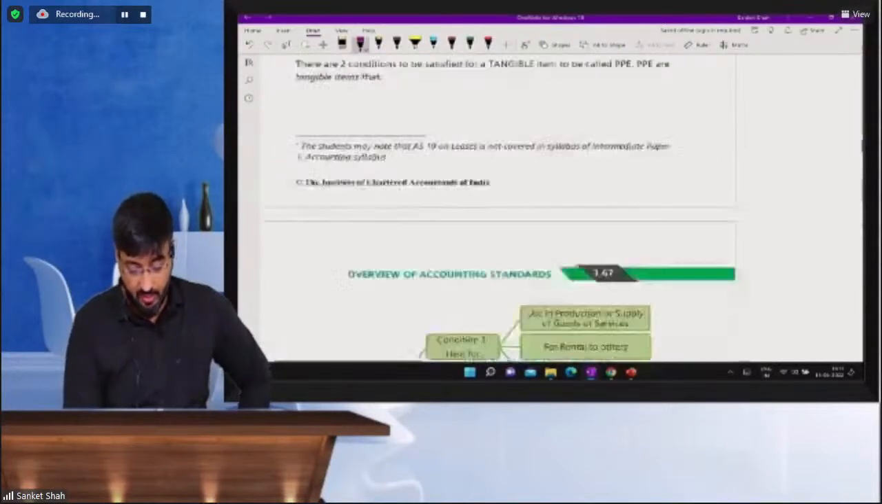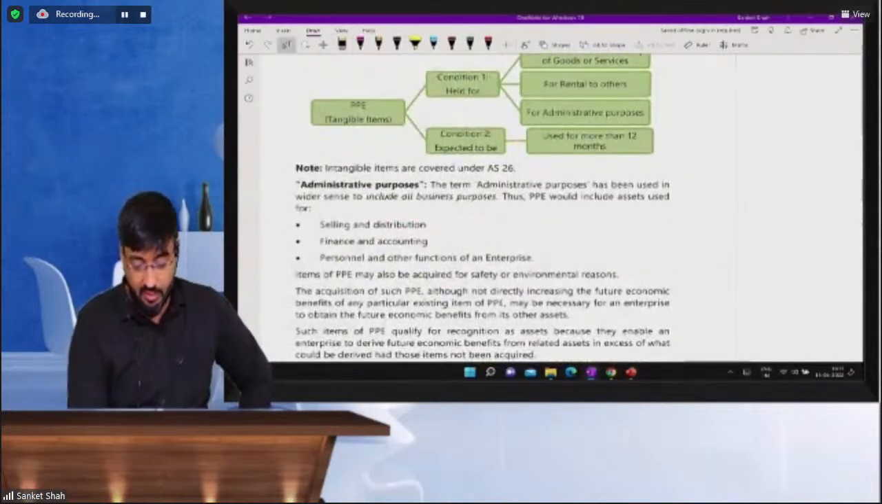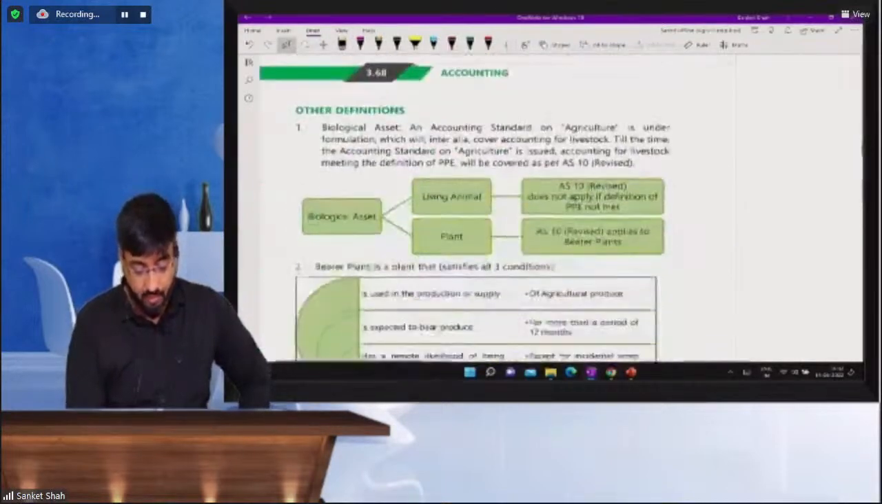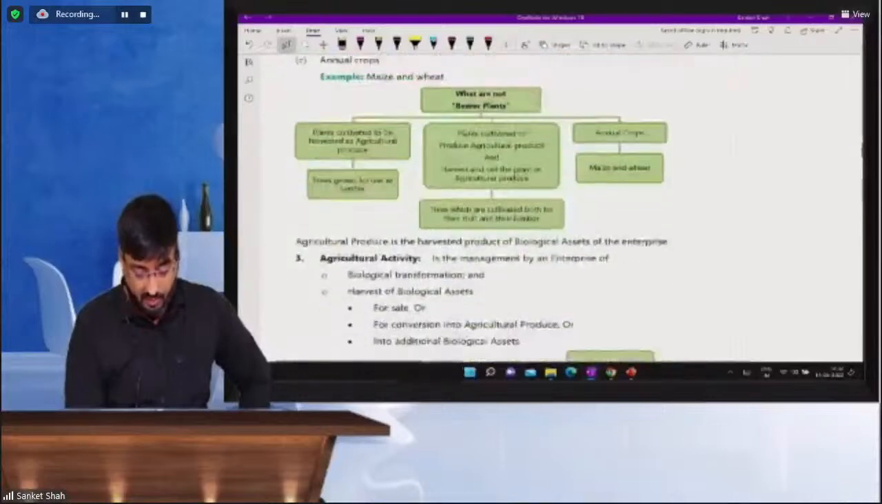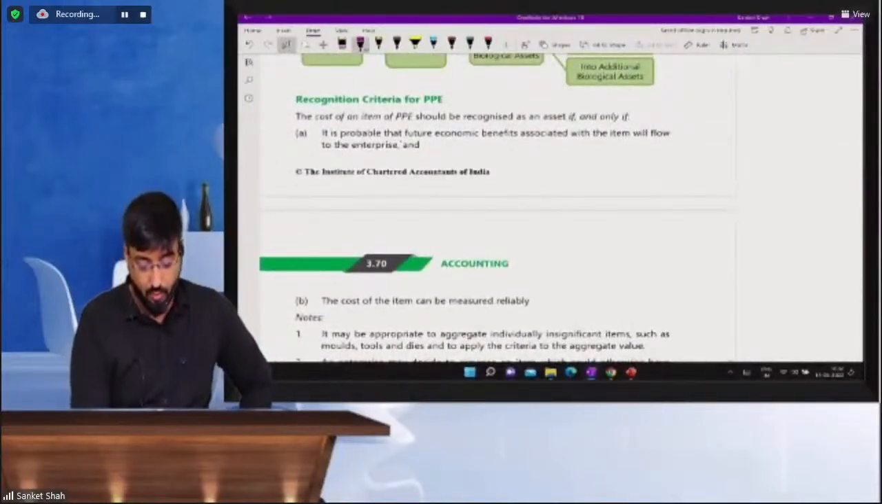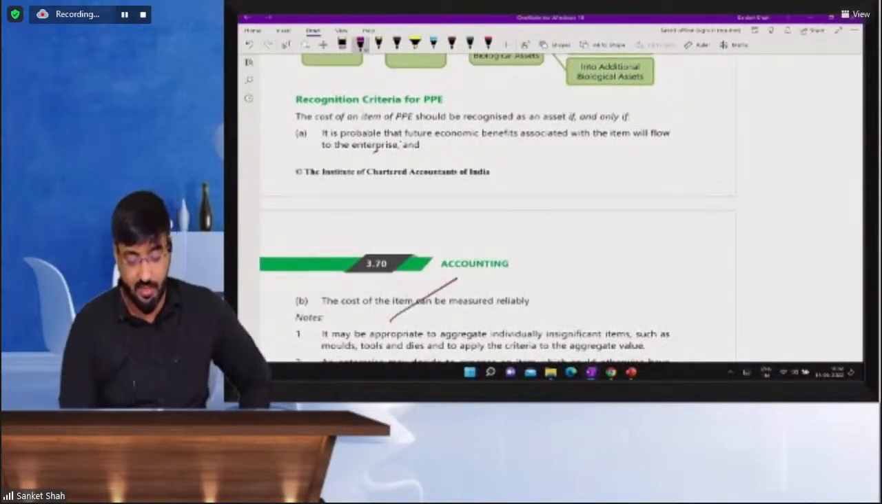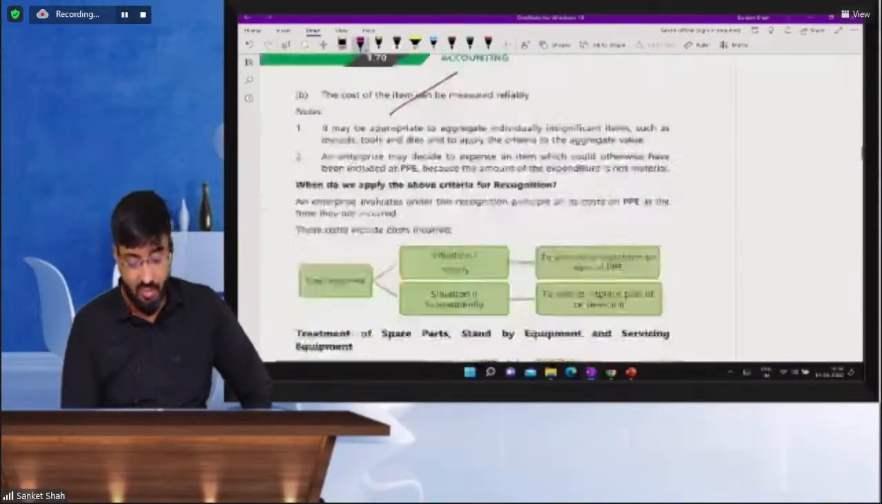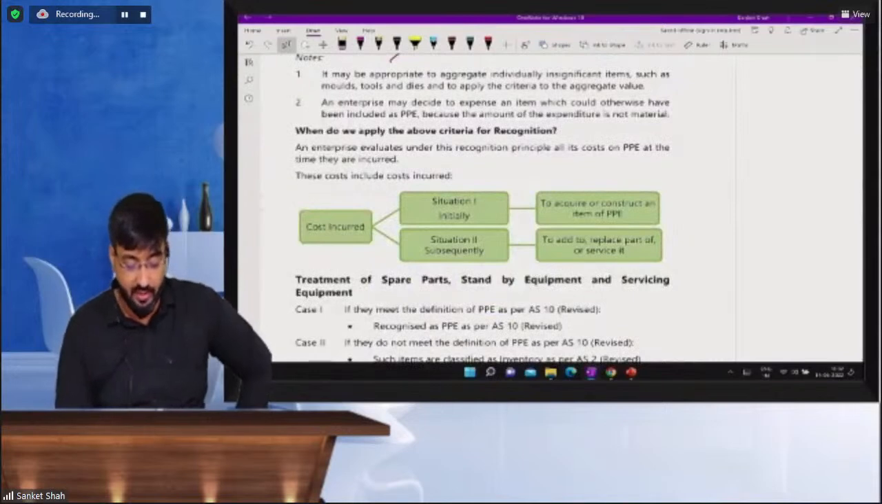Definition is there. Definition we already covered. Biological assets also, that is living animals and all. Recognition, I already told you that future economic benefit will flow to the enterprise and cost can be measured reliably. There are two conditions. You already read this.